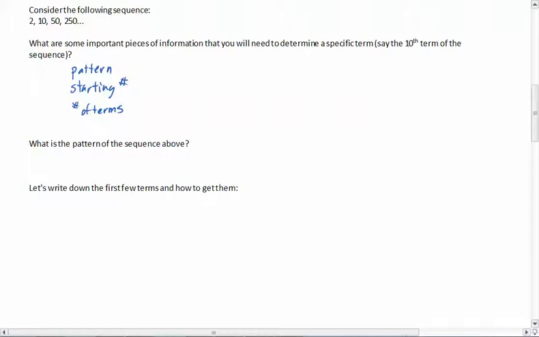If you look at this one, we can tell already that it's not a constant difference, right? 10 minus 2 is 8, 50 minus 10 is 40. That's already not constant. But most of you have probably already recognized that there is still a pattern, and that the pattern is that each time I'm going to multiply by 5. 2 times 5 is 10, 10 times 5 is 50, 50 times 5 is 250. So we are multiplying by 5 each time.